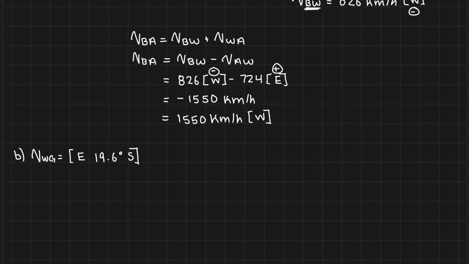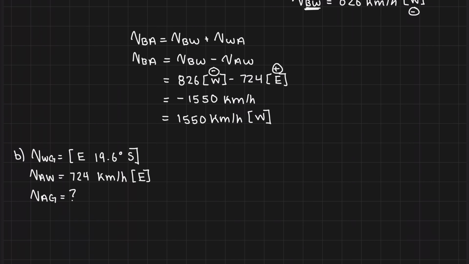So here I'm just writing out the other variable information that we were given from the previous question, which was the direction the wind was coming from, and that was east 19.6 degrees south. You can go look at the question again because you see that it's given near the end, and then I'm just rewriting our given information.